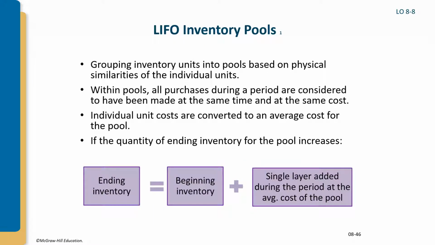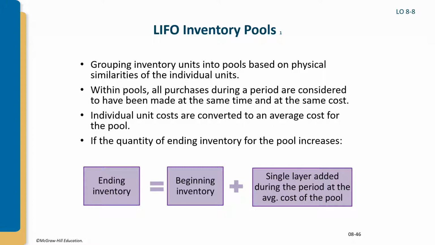A LIFO inventory pool says this. Let's group inventory units into pools based on their physical similarities. So maybe all the toilet paper is in its own pool. Within pools, all purchases during a period are considered to have been made at the same time and at the same cost. Individual unit costs are converted to an average cost for the pool, and this is allowed. If the quantity of ending inventory for the pool increases, ending inventory equals beginning inventory plus our single layer added during the period at the average cost of the pool.